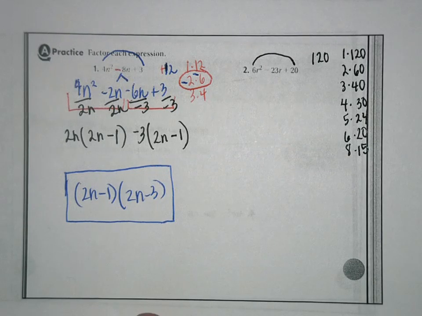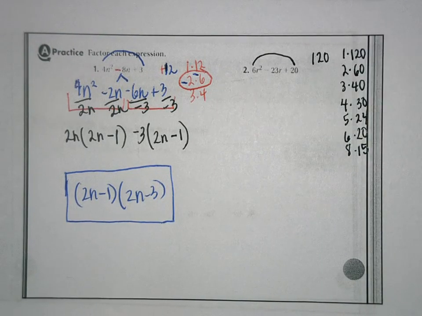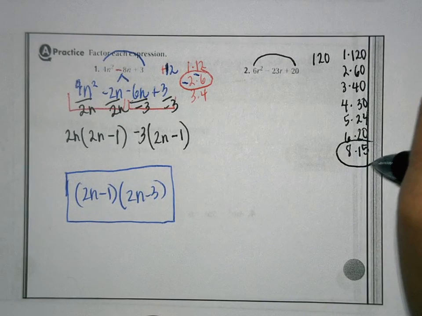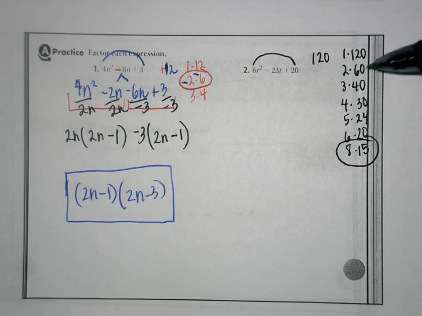15. So in your calculator, you do 120 divided by 8 and get 15. So it's 8 times 15. I'm going to stop there, because as you can see, as you're going through these pairs, I'm always adding and subtracting. 1 plus 120 is 121. When I subtract it, it's 119. When I add these two, it makes 62. When I subtract them, it makes 58.